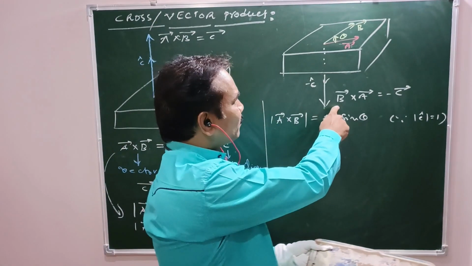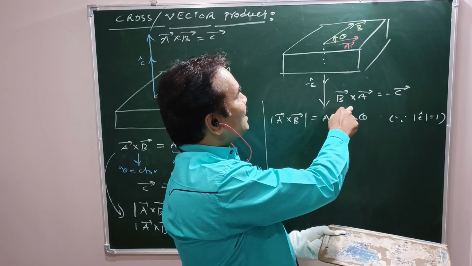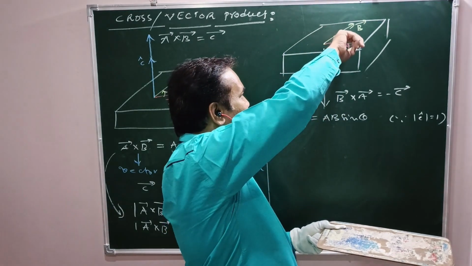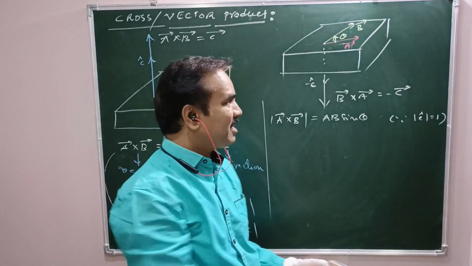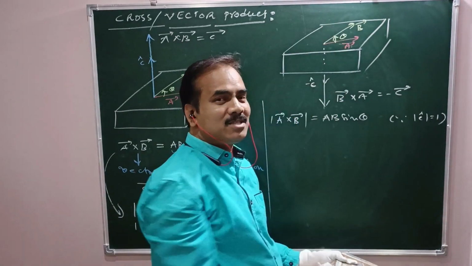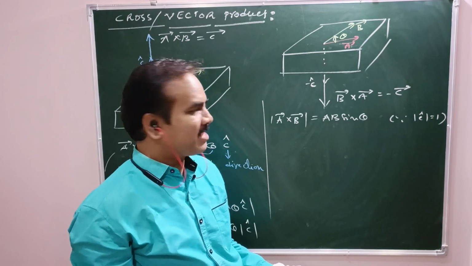Now here, if you want to get B bar cross A bar, as far as the diagram is concerned, is B bar cross A bar in the clockwise sense or the anti-clockwise sense? See, from B bar to A bar means clockwise sense. From B to A means we have to take the rotation from B bar to A bar, that is the clockwise sense.